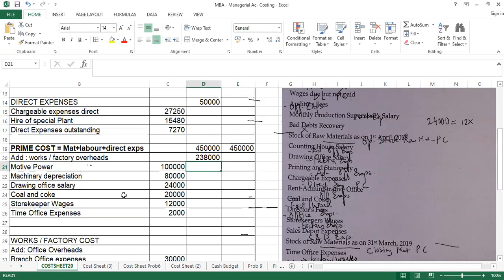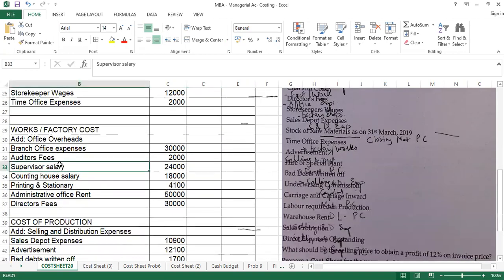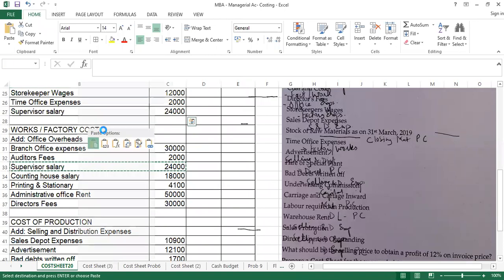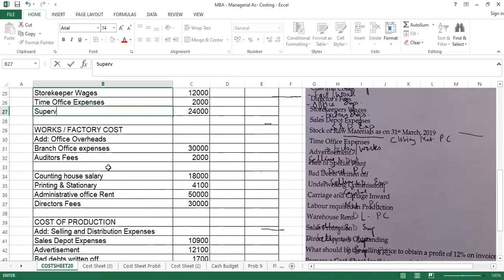Drawing office salary 24,000, and supervisor salary. Oh, supervisor salary we have taken in office expenses. That is wrong, this is not to be here. So supervisor salary will not be taken in the office, it will be in the factory expenses. Supervisor salary was taken wrongly in office expenses, so we have to correct it to factory expenses.